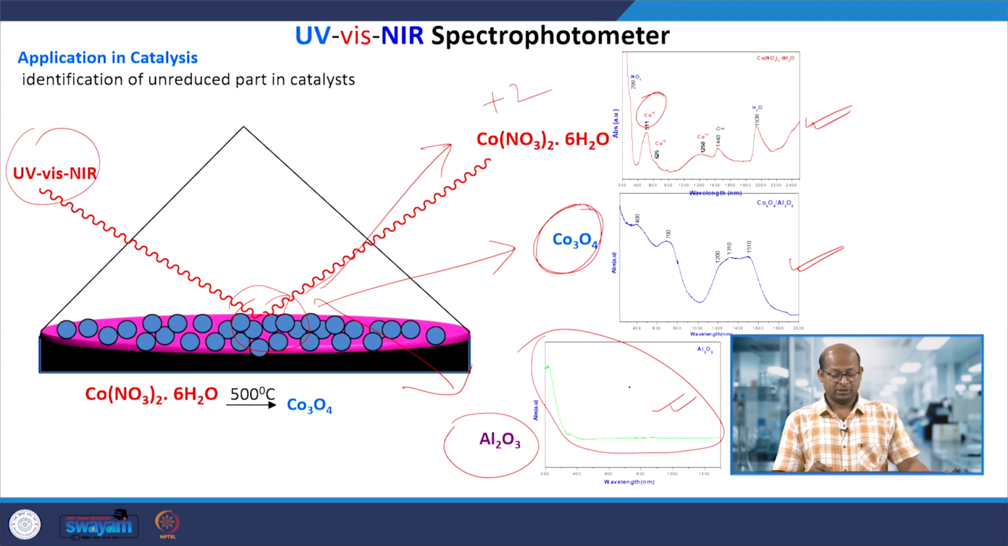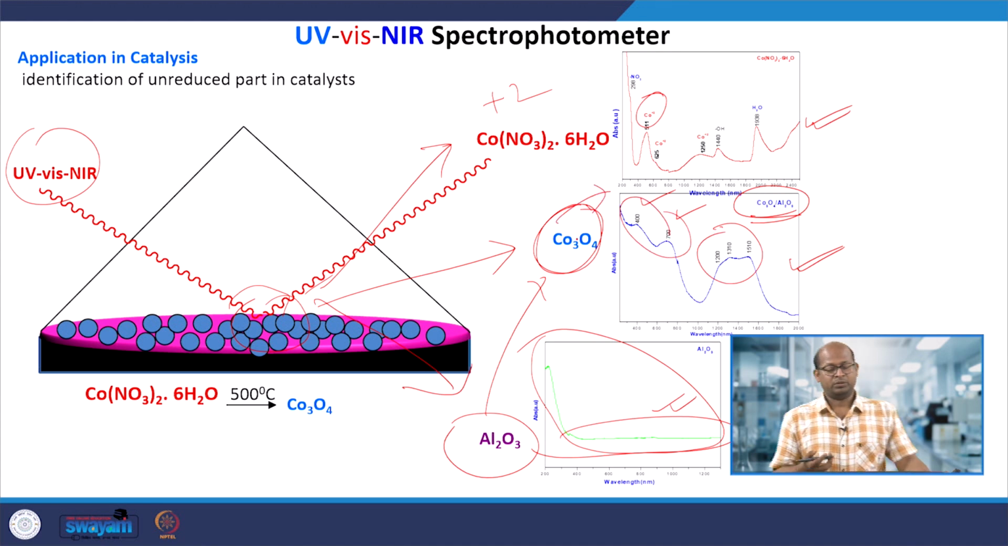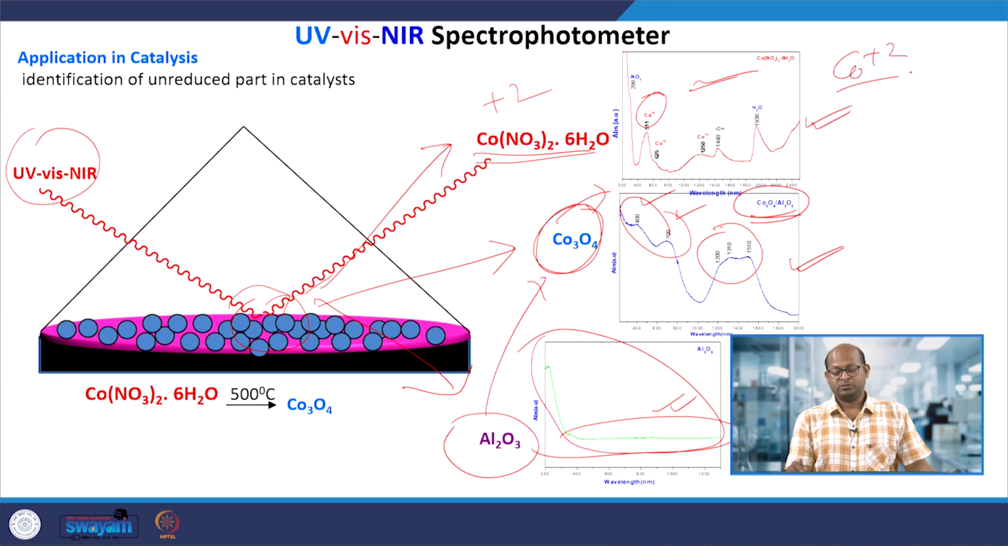If a combination of alumina and cobalt is present in these samples, for the alumina no transitions come. Whatever transitions come are due to the cobalt, Co3O4, a metal oxide, a spinel type of oxide. Here we use cobalt nitrate only because of cobalt plus 2. This is a d-block element or metal, so the electronic transitions are due to the electrons in the d orbital, and we get this type of signal.